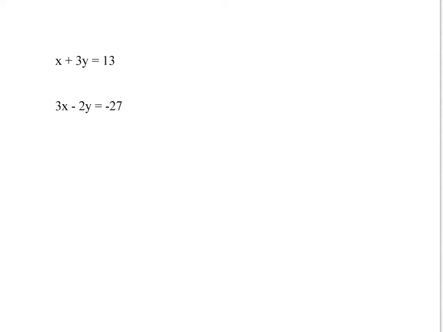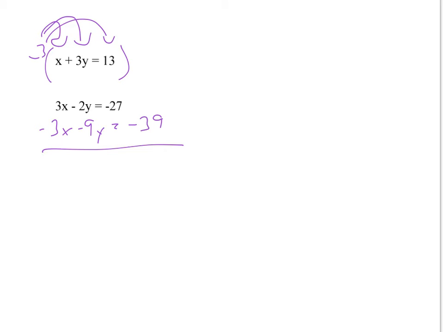Whoop, I need to turn my marker on. By negative 3. By doing that, my x's are going to have the same coefficient, 3 and negative 3. So negative 3 times x is negative 3x. Negative 3 times 3y is negative 9y. And negative 3 times 13 is negative 39. I'm now going to add these right the way they are.